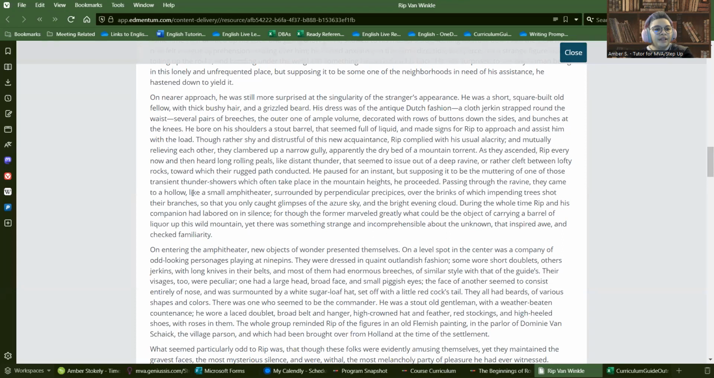So yes, they found a small amphitheater surrounded by perpendicular precipices. So if something is perpendicular, it means that they cross at the base. So think 90-degree angle, right? If you form your hand shaped like an L, let's see if I can get mine on camera. The area where your finger goes straight up and meets your bottom finger here, that's what makes it perpendicular. It's when two straight lines meet at a specific point. So that's what perpendicular is.